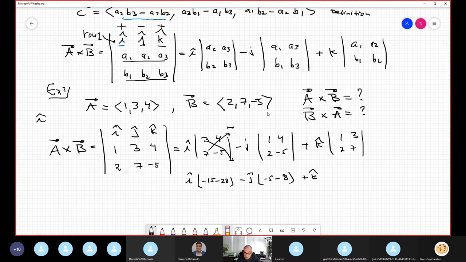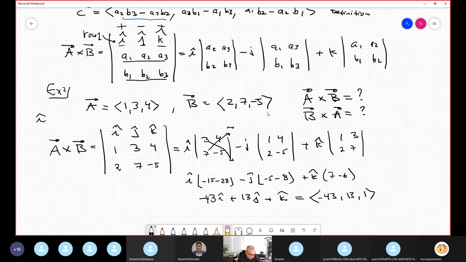Plus K, okay, in parentheses, 7 minus 6, good. Let's say this is negative 43 I, plus, because the negative 13 becomes positive, 13 J, plus K, only one, no? 1 K. Okay, this is using Hamilton notation, and using the other notation, which is more comfortable, at least for me, it is negative 43, 13, and 1 in angle brackets. Okay, and this is the answer, it corresponds with the cross product.